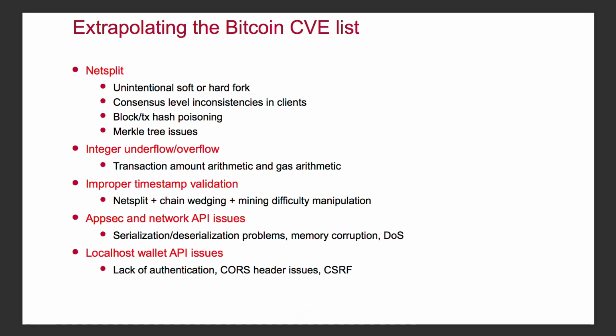Actually, before that, so yeah, this is the Bitcoin CVE list. And if we try to not only focus on Bitcoin and come up with something like an OWASP top 5 of vulnerabilities in Satoshi blockchain implementations, not only Bitcoin, but whichever other coins are similar to the Satoshi blockchain, this could be the top 5 list. So let's start from the last one. Localhost wallet API issues.